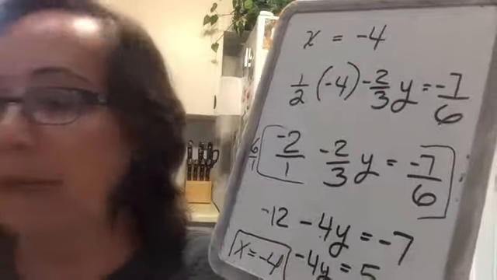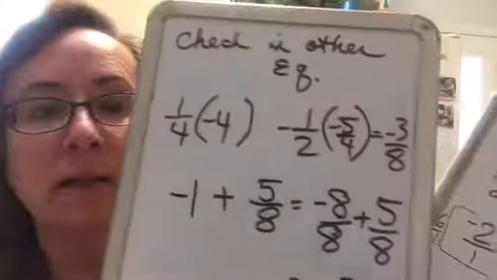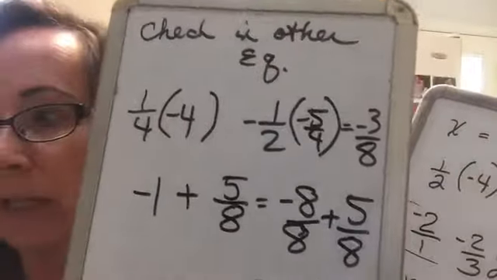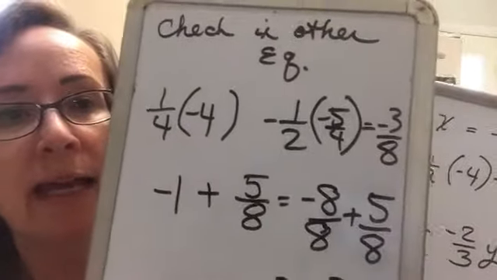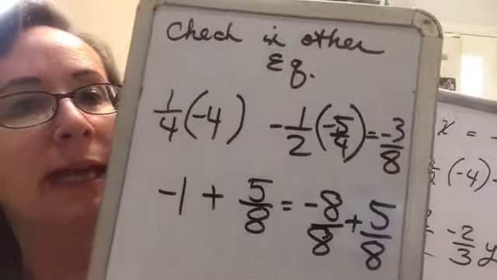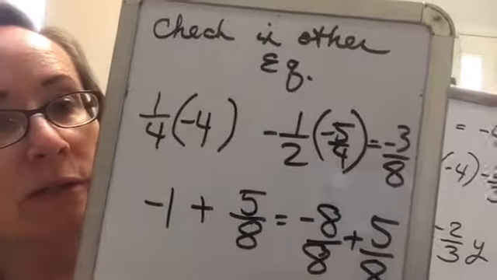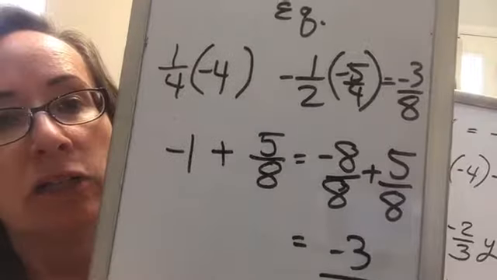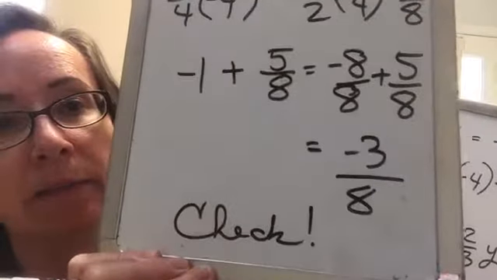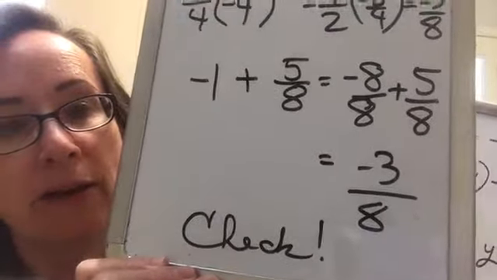Okay, so here's my check. I took the second equation, which started with 1/4 x, and I plugged in both the x and the y values. I checked it, and lo and behold, it worked. Therefore, since both of my solutions worked in the other equation, I knew that I had correctly solved, and the 1-point solution was negative 4, negative 5/4.